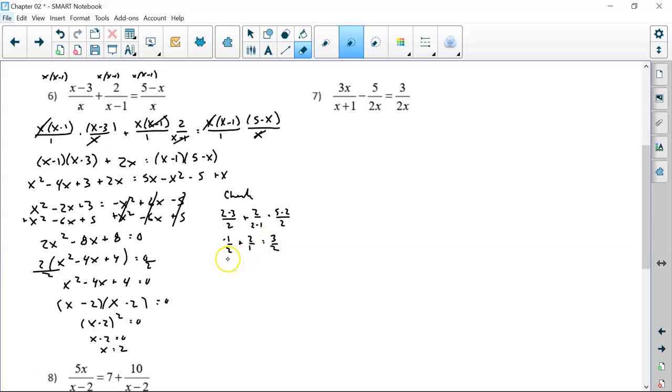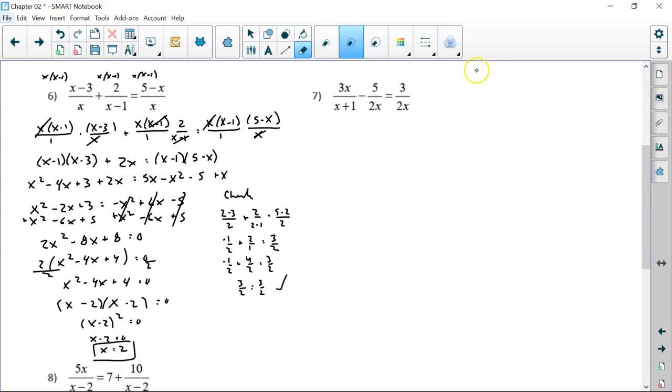So we get a common denominator, negative 1/2 plus, multiply that by 2 over 2. You get 4/2 equals 3/2. And you can see 3/2 equals 3/2. So x equals 2 was a valid solution. We want to do that when x is in our denominator. We want to check our solutions.